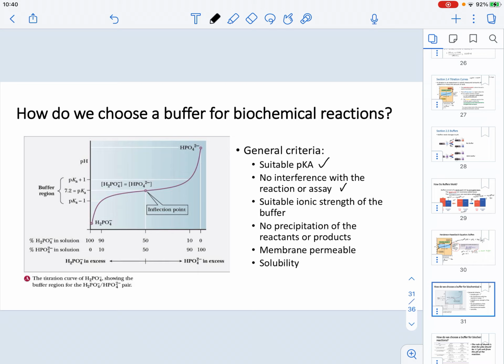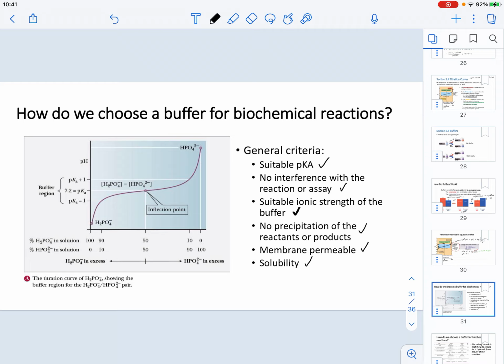Now, they need to have suitable ionic strength, which has to do with, again, the incoming acid or base that is in the system. It is important that your buffer does not create precipitation, because then it may aggregate. In other words, it may make a solid and the enzyme will crash, and then it's not going to be soluble in order to do the reaction. Some buffers need to be membrane permeable. It depends on how you're doing the experiment. And importantly, they need to be soluble, because if they're not soluble, they're not going to be in solution.